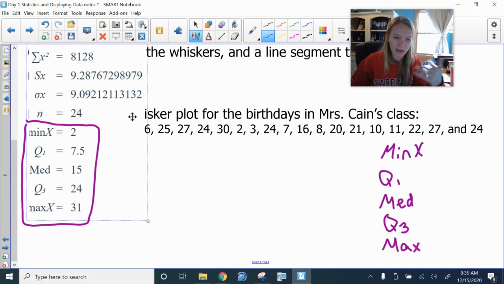If you haven't calculated it, you would calculate it either using your calculator or, come on, oh, my computer froze, cool.